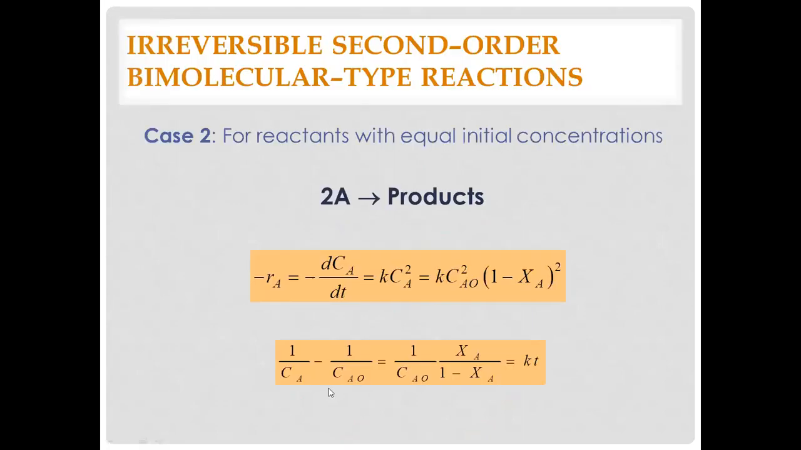Your equation of the line would be 1 over CA for the Y here being equal to KT plus 1 over CAO. This one you will transfer in here. So your first equation of the line would be 1 over CA being equal to KT plus 1 over CAO. So this is your Y, this is your M, that's your X, and this is your B.